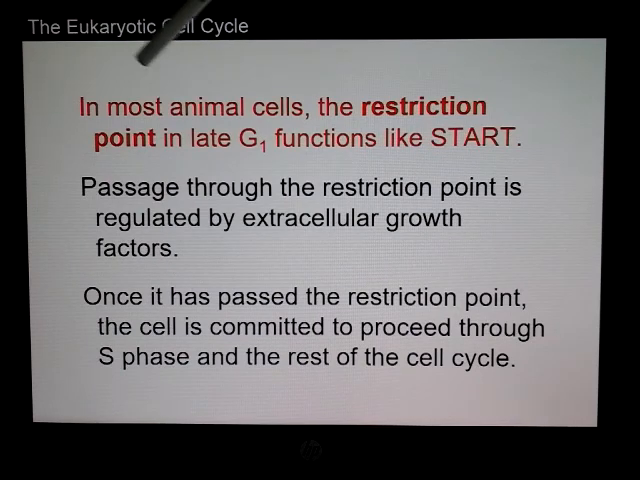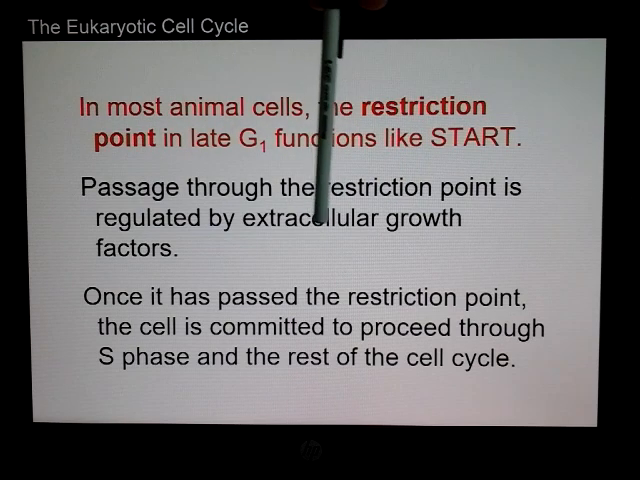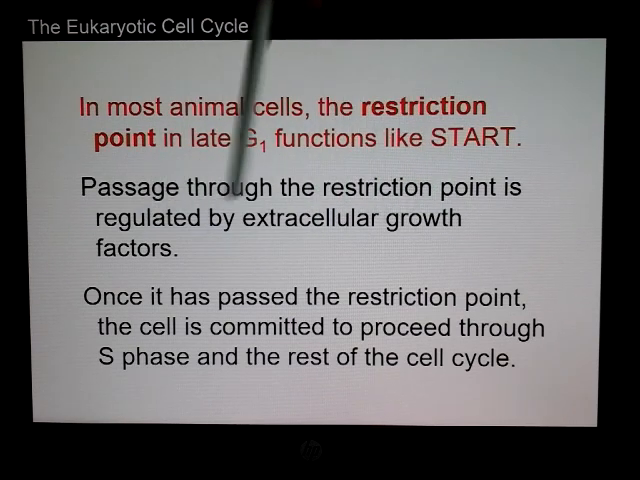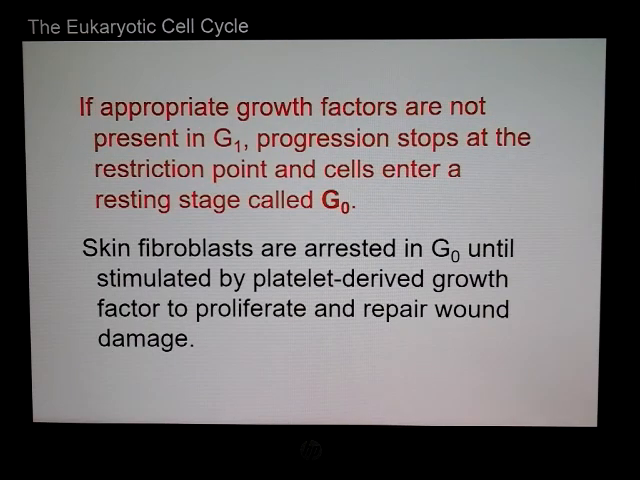Now, in most animal cells, we have what's called a restriction point in late G1, and that's like the start point that we saw in the yeast. Now, passage through that is regulated by extracellular growth factors, and we'll talk about just a couple in this chapter. If the appropriate growth factors are not present, the progression stops at the restriction point, and the cells enter what we call a resting stage. So G0, please know that, guys, is a resting stage.